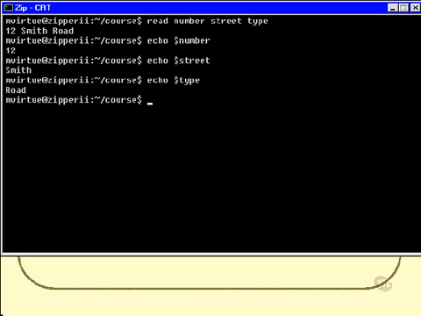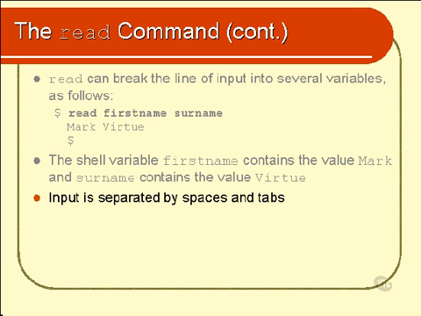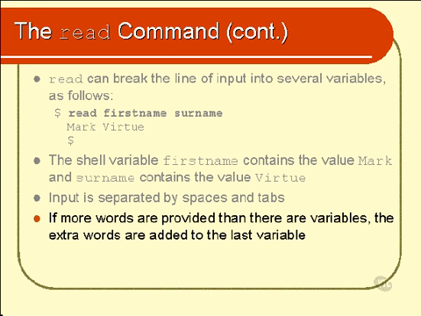So I've actually created, out of thin air, 3 new variables called number, street, and type, and filled them in with values. And some final points about that. If the user happened to type in more words than there are variables to put them in, then the extra words are added to the last variable.